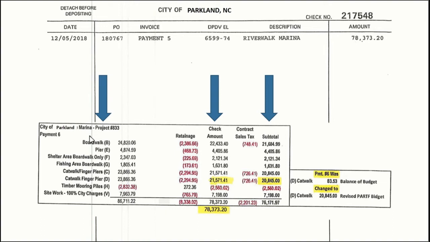First, she identified the scope item. Then she gave the amount that was billed. The third column, less the retainage, gave the check amount. Following, she noted any sales tax applicable to each scope item. After removing that, she shows a subtotal submitted to PARTF for reimbursement.